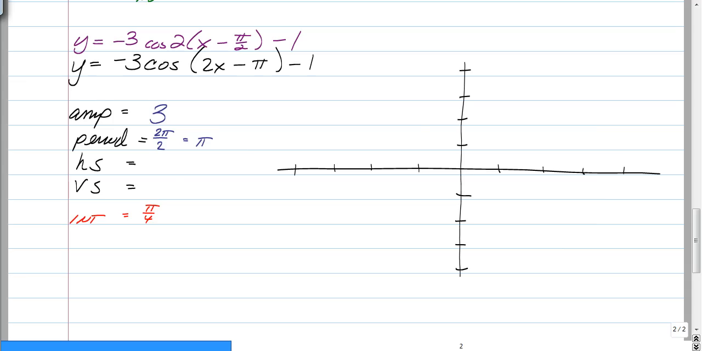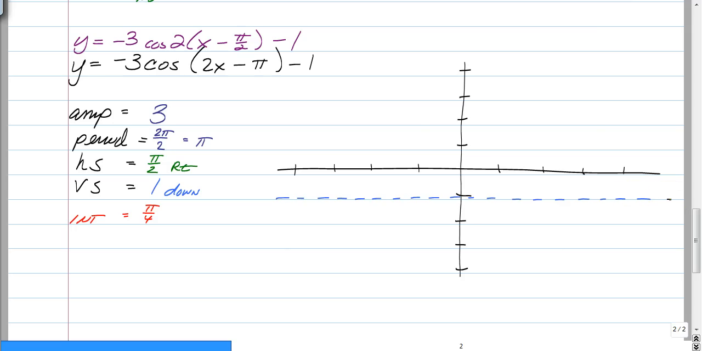And then your horizontal shift. Our horizontal shift is going to be pi over 2 to the right, because it's minus pi over 2. And the last thing is our vertical shift. Our vertical shift is 1 down. Okay, you have to state a direction for your shifts. So, if you graphed it correctly, the first thing you probably did was graph your node line, or your starting line, which is 1 down.